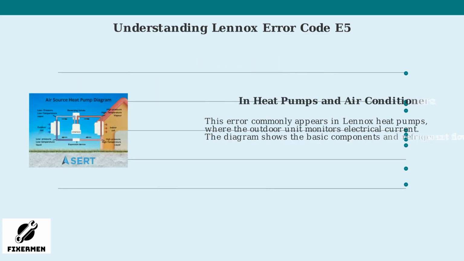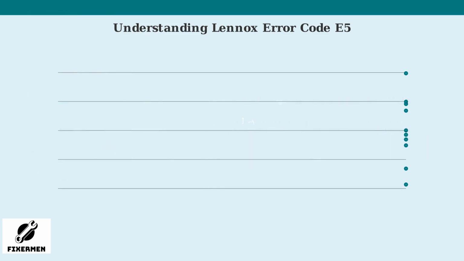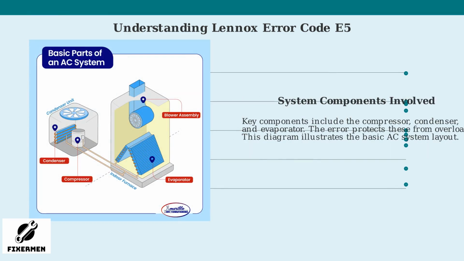E5 is most common in Lennox heat pumps and air conditioners. The outdoor unit contains sensors that constantly monitor the electrical current flowing through the system. When this exceeds safe levels, the protection mechanism activates. The error code protects critical components like the compressor and condenser in the outdoor unit. These high-power elements are most vulnerable to excessive current draw.